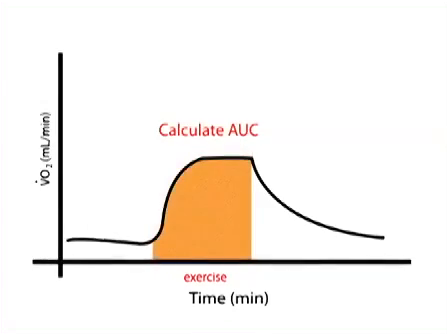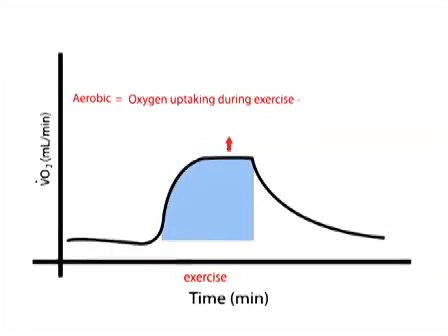Determine total oxygen consumption during exercise by calculating the area under the curve of the exercise oxygen consumption. Use the trapezoidal method to calculate area under the curve. Finally, subtract the baseline oxygen consumption from the exercise oxygen consumption.